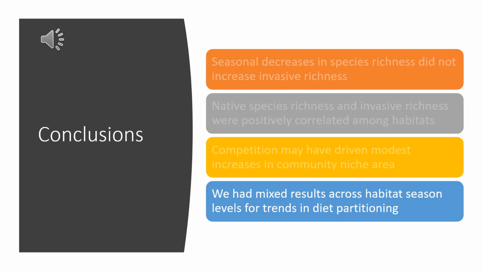Finally, when we looked at the other Layman metrics, for looking at diet partitioning among habitat season levels and across that natural competition gradient, we had mixed results. For some habitats, for some metrics, we had the predicted changes, in others we had no change, and in yet others we had the completely opposite trend as what we predicted. And this could be for a number of reasons, such as resource availability and other variables that we didn't consider.